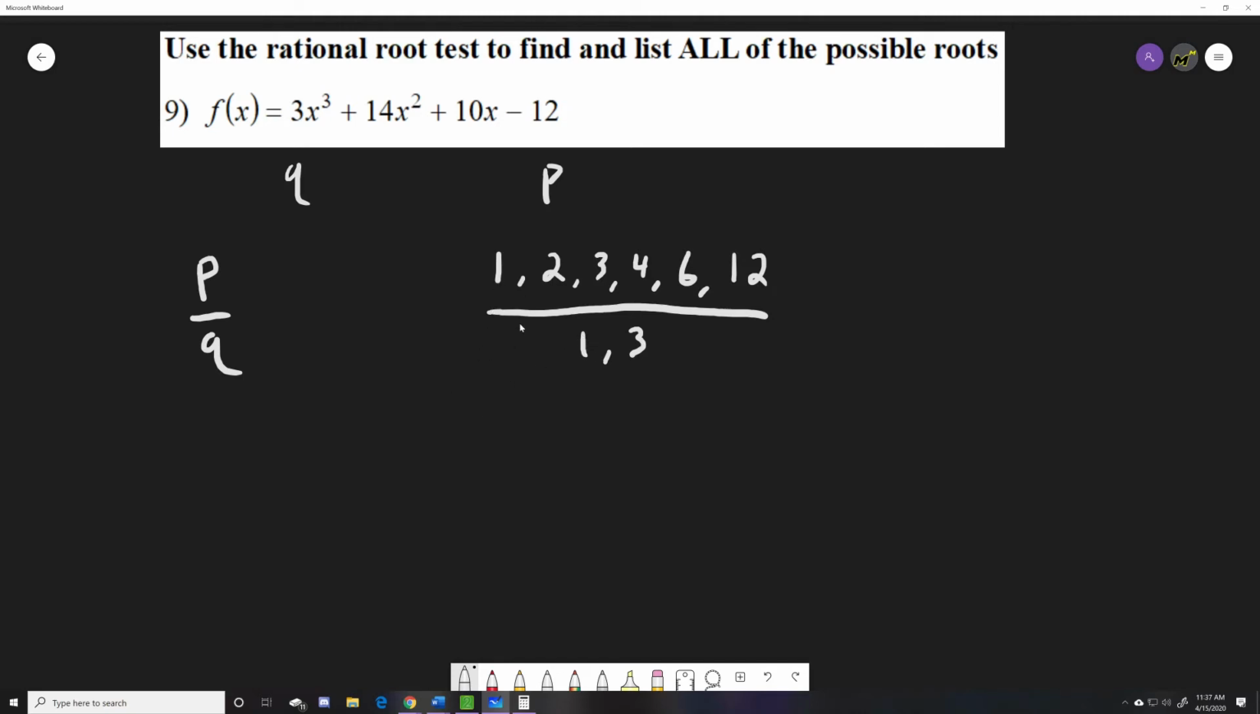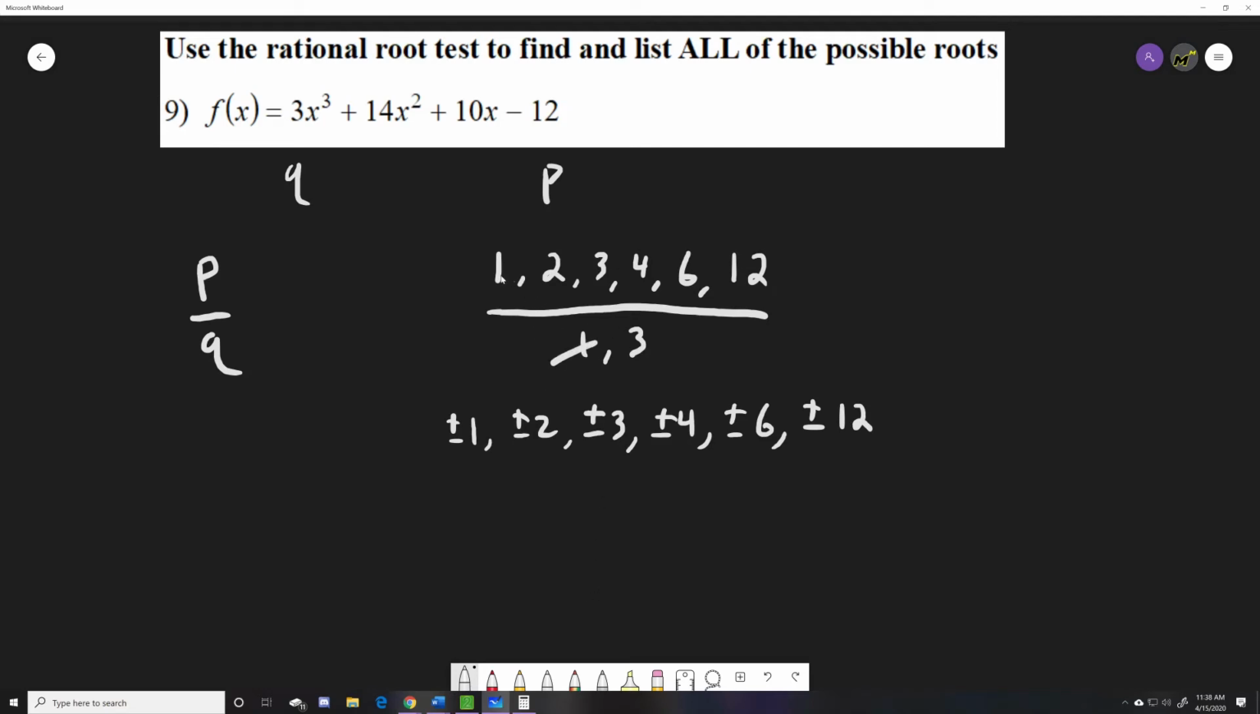And so all of these will be plus or minus. So we'd have 1 divided by 1. Well, hey, that's just plus or minus 1. 2 divided by 1, plus or minus 2. 3 divided by 1 is plus or minus 3. 4 divided by 1, we have plus or minus 4. And then 6 divided by 1 is plus or minus 6. And 12 divided by 1 is plus or minus 12. On to the next. So that one's done.